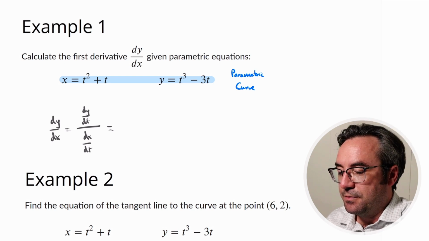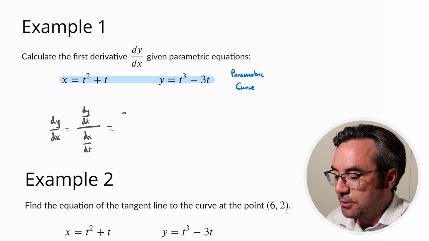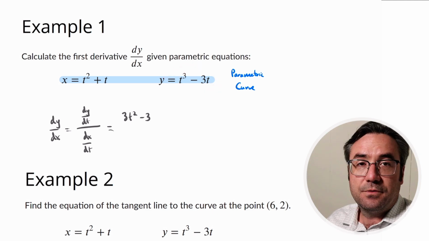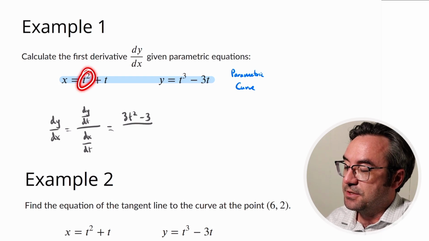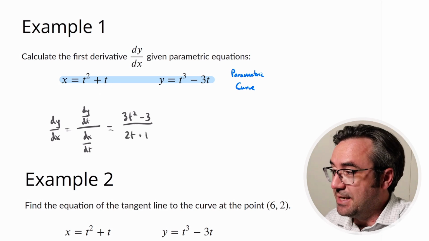So what's our y derivative? Well, just some basic power rule here. So 3t squared for the first term, minus 3 for that second term. So that's the derivative of y. And then we're going to divide that by our derivative of x, so 2t plus 1. And that's it.